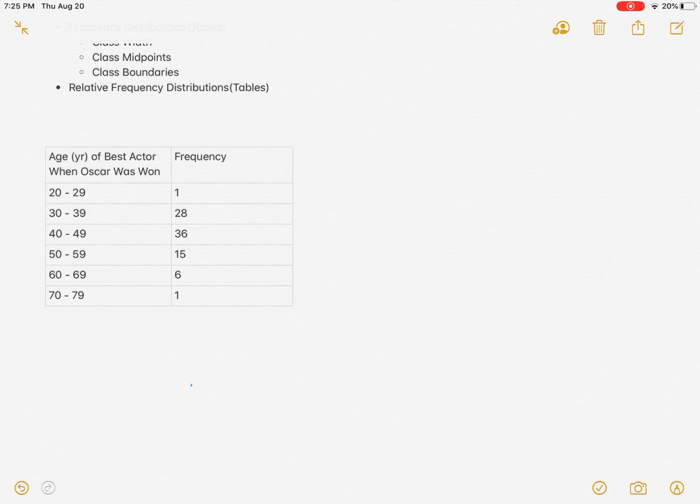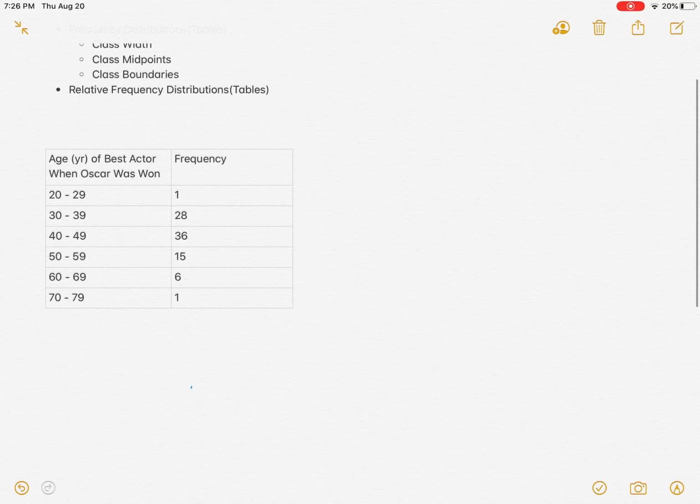So what's happened is they've taken a big list of data that had actors' ages, and they grouped them into categories: 20 to 29, ages 30 to 39, 40 to 49, 50 to 59, and 60 to 69, and 70 to 79. Now they didn't extend beyond 79 or below 20 because there was nobody in there. The one that's in the very first category, from 20 to 29, means there's one actor whose age was between 20 and 29.